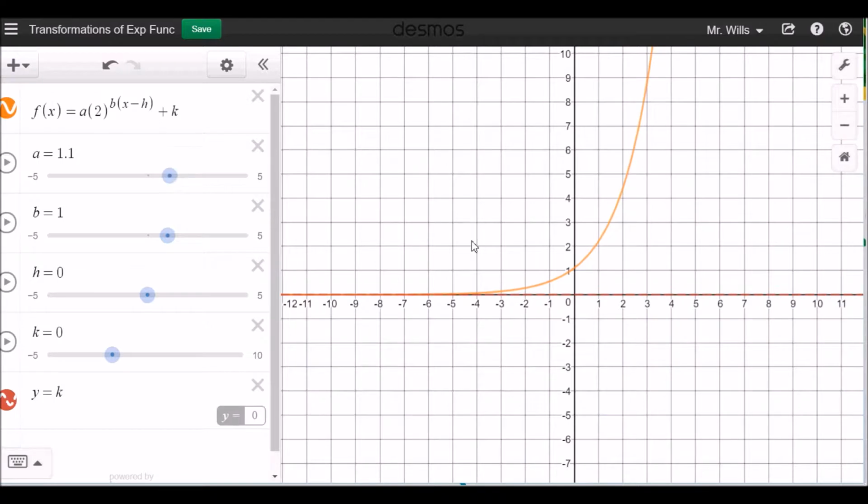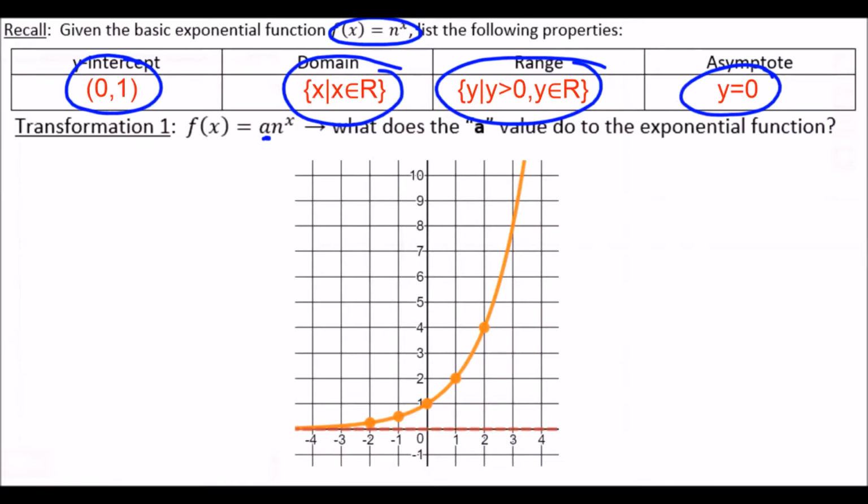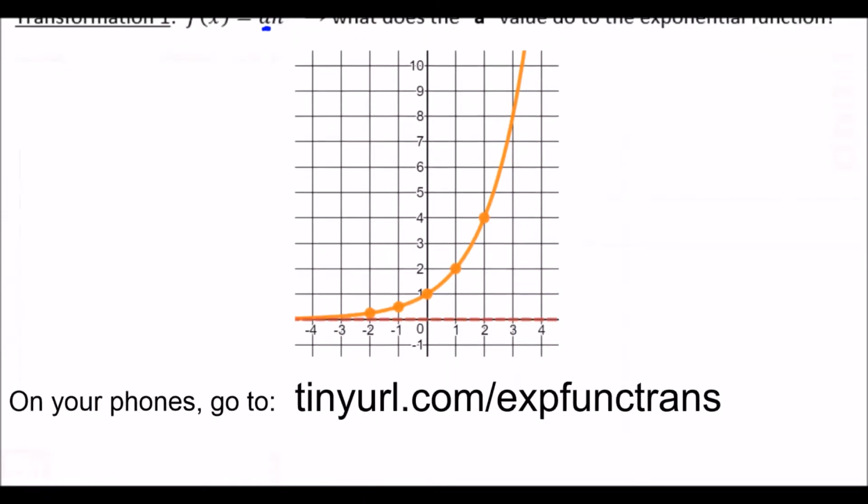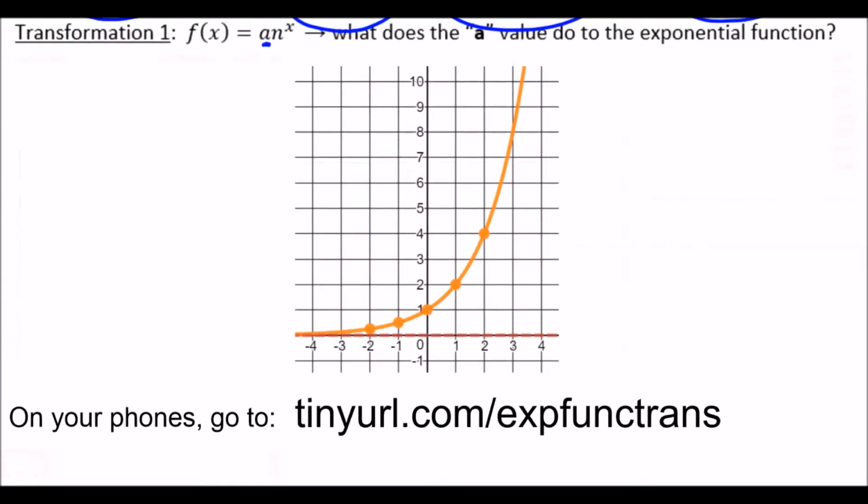Also notice here that the y-intercept will change. So the y-intercept changes, we can see with the movement of a. And in fact, if I set a to be 3, I see my y-intercept will be 3. All right. So if you want to check that out, you can go to your phones and type in that web link, and you can actually do the same thing.